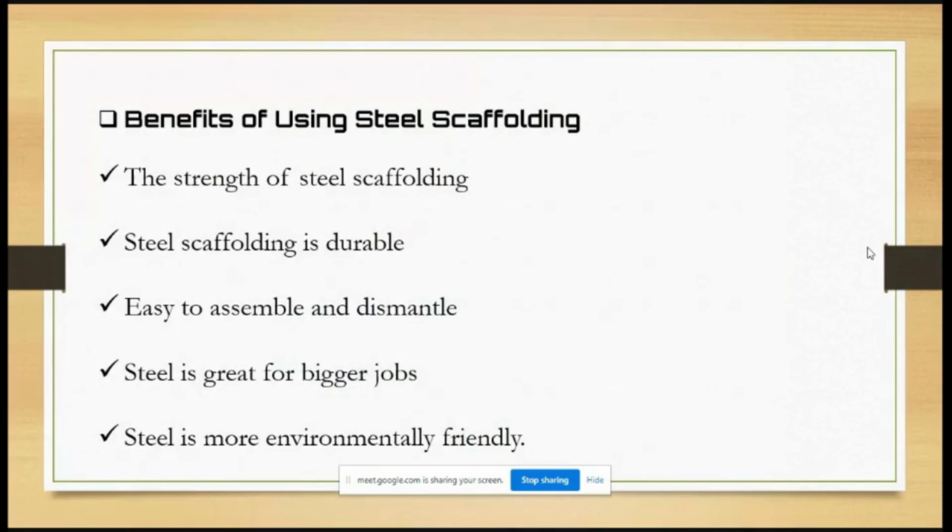Benefits of using steel scaffolding: the strength of steel scaffolding is higher. Steel scaffolding is durable. It is easy to assemble and dismantle. Steel is great for bigger jobs. Steel is more environmentally friendly.